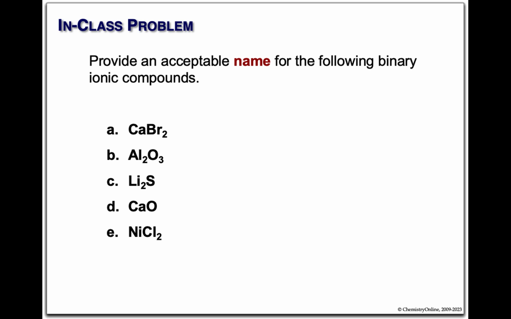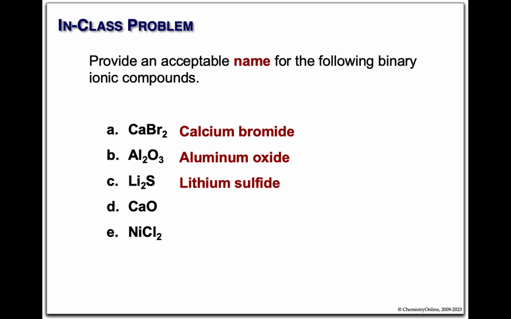Our first word here, the element Ca is calcium. Bromine is bromide. Aluminum, oxygen, the root is ox. Aluminum oxide. Lithium, sulfide. Calcium oxide. Nickel chloride.